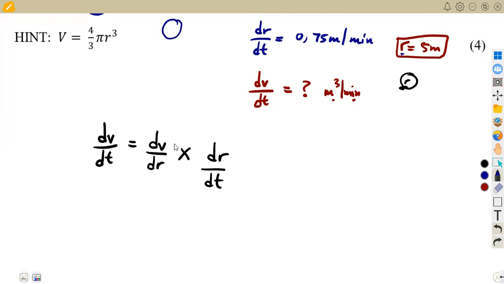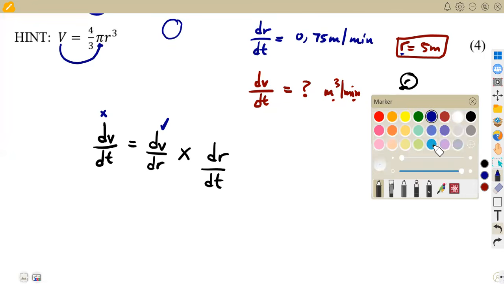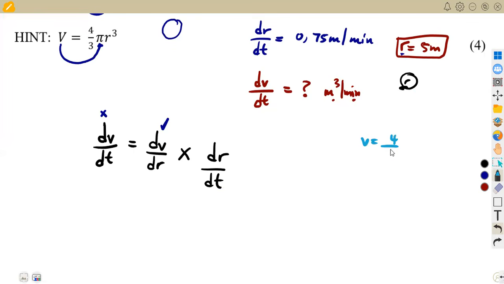So this is the one that we are supposed to calculate. We do not know this. Okay, let's check dV/dr. Do we have dV/dr? This one we do not have, but we can calculate it since we are given volume and radius. We can find the dV/dr there. So from your volume, since your volume is given as 4/3 pi r cubed, what is going to be our dV/dr?